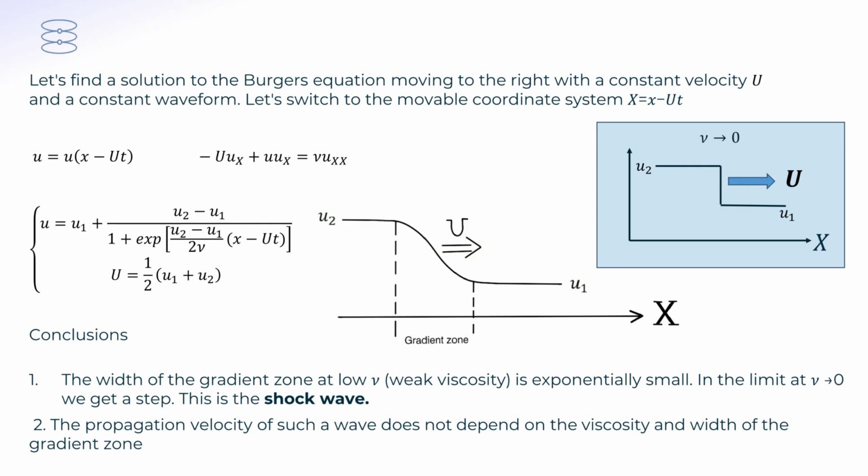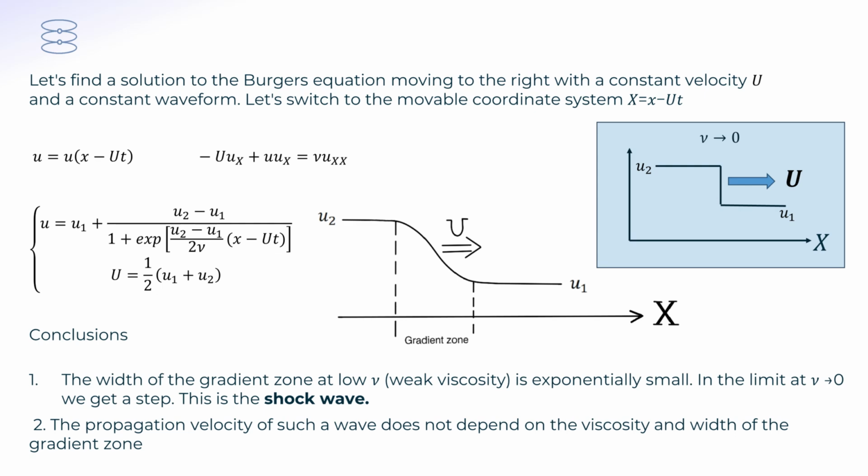This picture shows the main properties of this solution. We see that in minus infinity or in plus infinity, it leads to constants, and there is a gradient zone. This is a gradient zone. The thickness of a gradient zone depends on a parameter of viscosity. This viscosity parameter, this one.